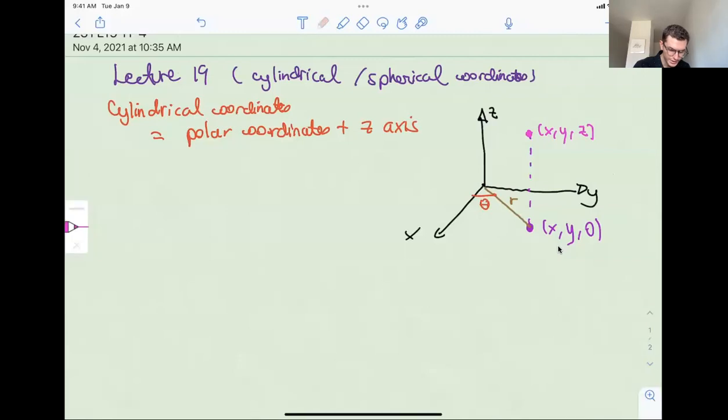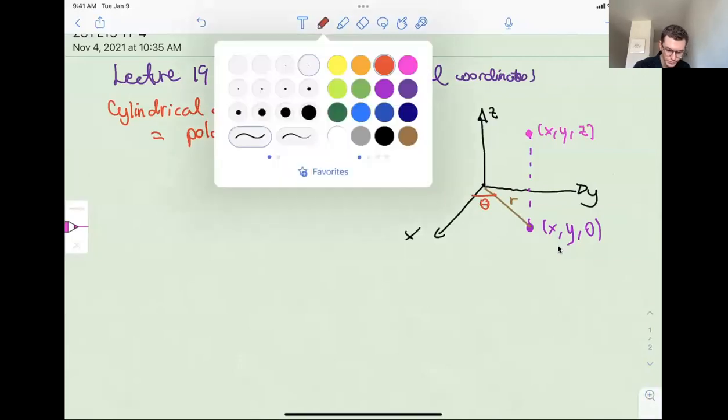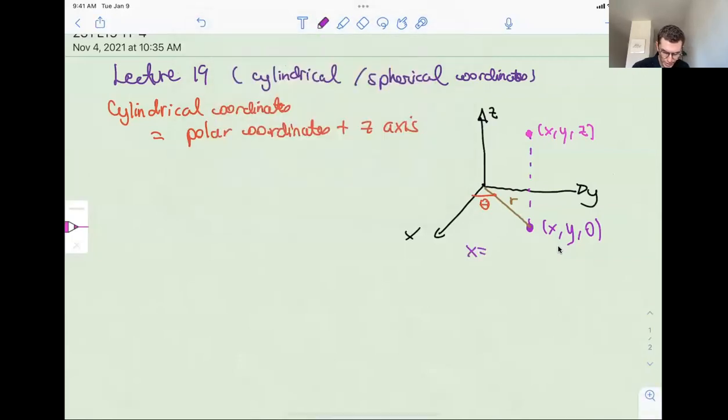And so x continues to be, x is still r cosine of theta, and y is still r sine of theta, and z remains z. So there's nothing that you do to z. So z remains the same.